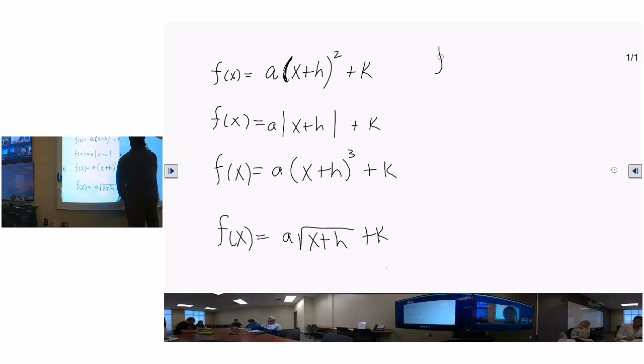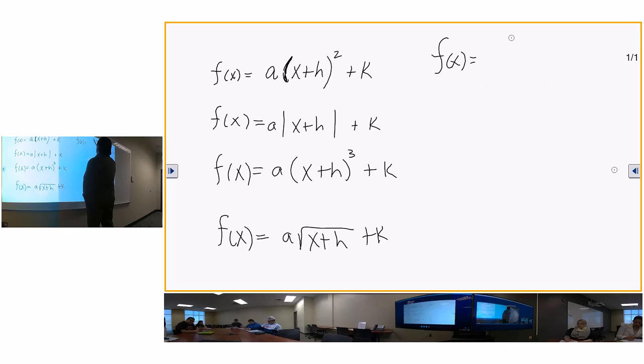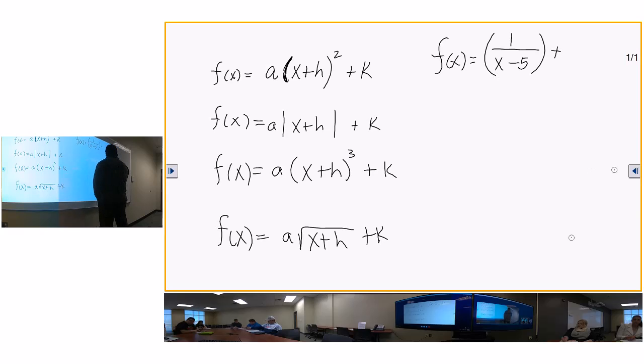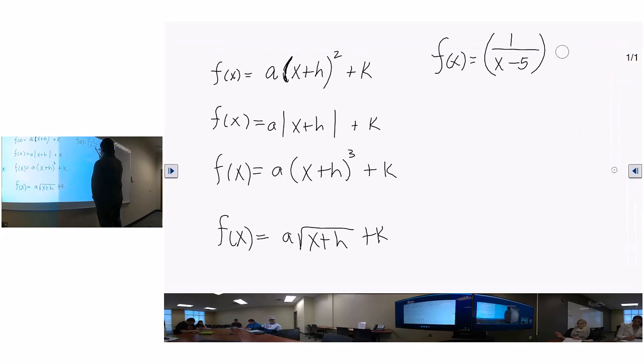F of x is equal to 1 over x minus 5, plus 2. See, apples and oranges, Hubert. I'm sorry. Y'all just have to excuse me.